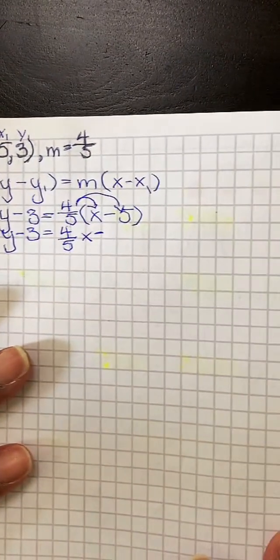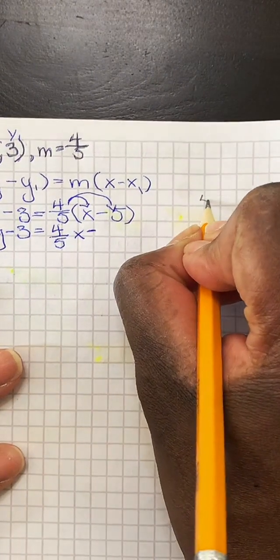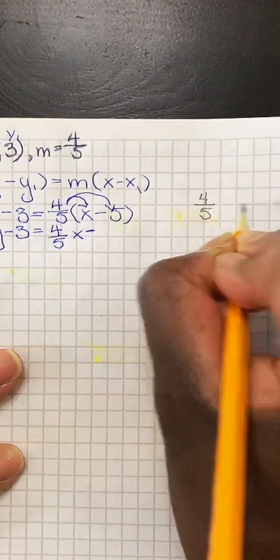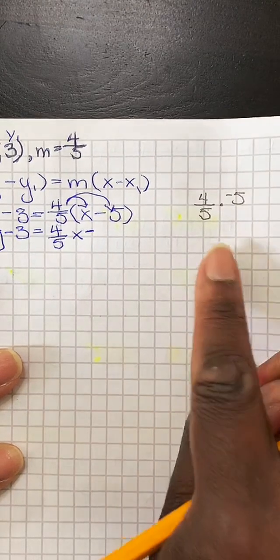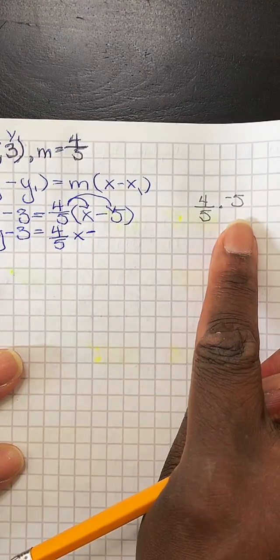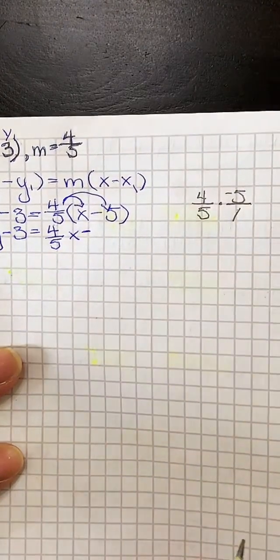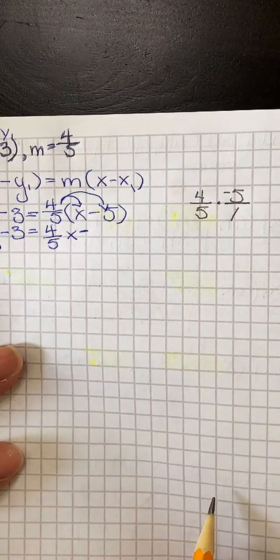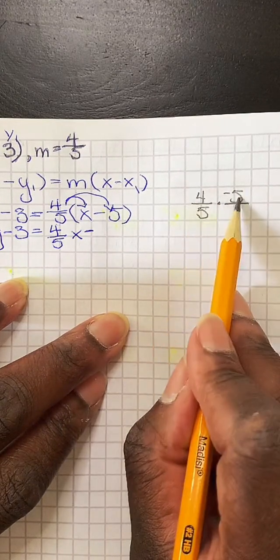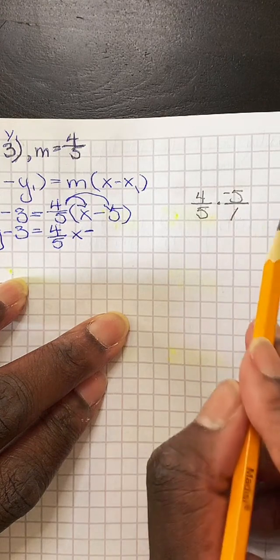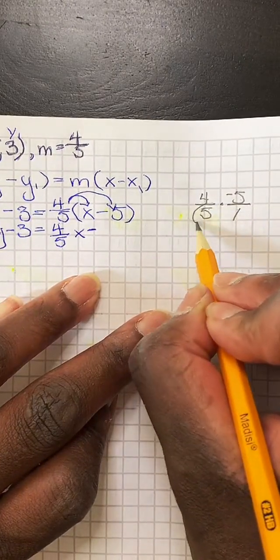Because, let me put this as a side note. So we have our 4/5 times our 5, which in this case is a negative 5. But anytime we have a fraction being multiplied by a whole number, we can put that whole number over 1. Make it into a fraction. So you could multiply straight across, which gives you a negative 20 over 5 and then reduce. Or you can do what's called cross simplify.